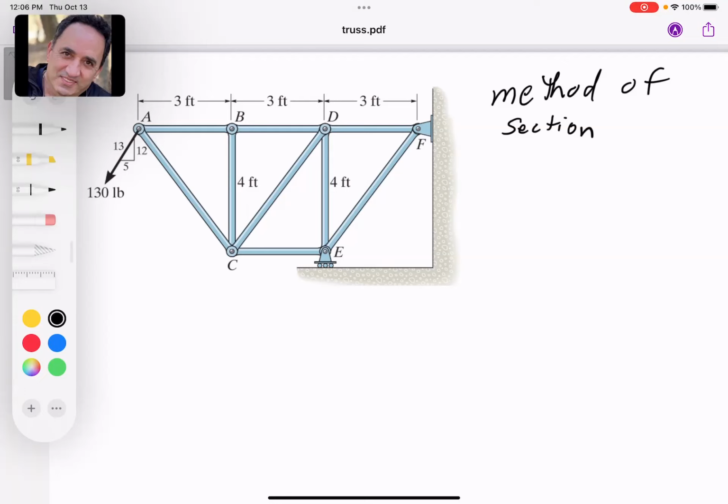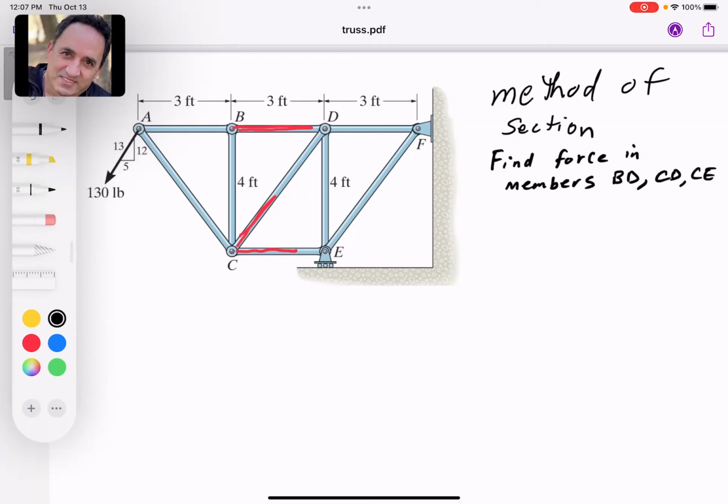And what I'm trying to find, actually, I want to find force in selected members. So I'm going to highlight this for you. I want to find the force in member BD, in member CD, and in member CE. So I want to find force in members, as I said, BD, CD, and CE. And as you know, as we solve for these forces, we can then determine if they are in tension or compression. I'll show you how you can figure that out very easily.